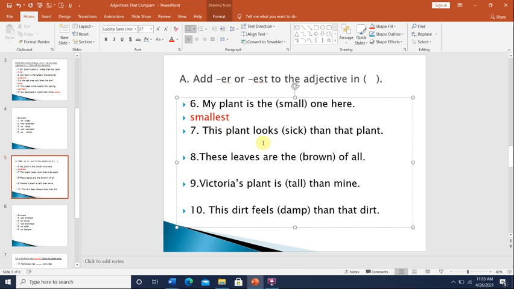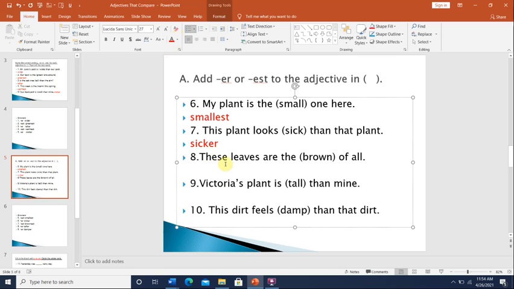Number 7, this plant looks sick than that plant. We're comparing 2 plants. Why? We are comparing this plant and that plant. So that's 2. So that means we will add ER. This plant looks sicker than that. That means they are like more sick. Okay.